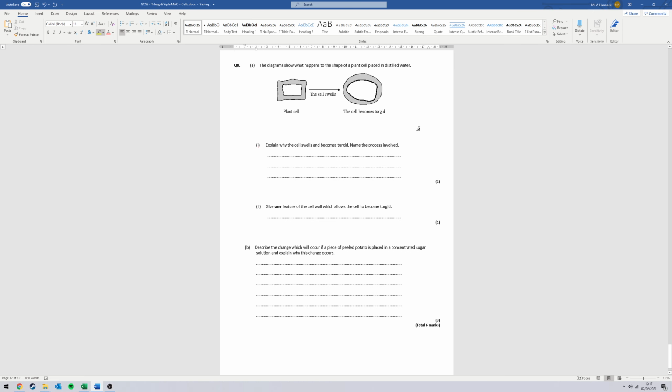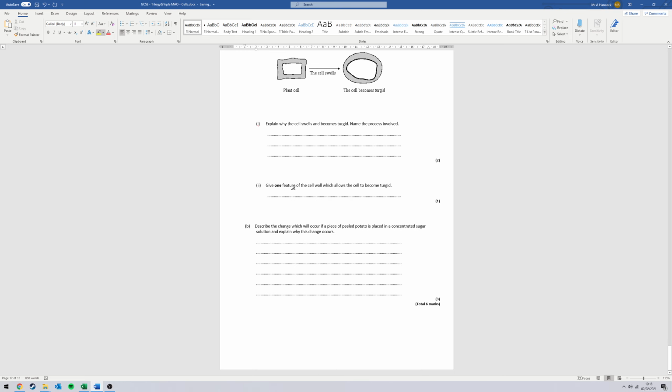Question 8. The diagrams show what happens to the shape of a plant cell placed in distilled water. Plant cell, the cell swells, the cell becomes turgid. Explain why the cell swells and becomes turgid. Name the process involved. Part 2. Give one feature of the cell wall which allows the cell to become turgid. And B. Describe the change which will occur if a piece of peeled potato is placed in a concentrated sugar solution, and explain why this change occurs.